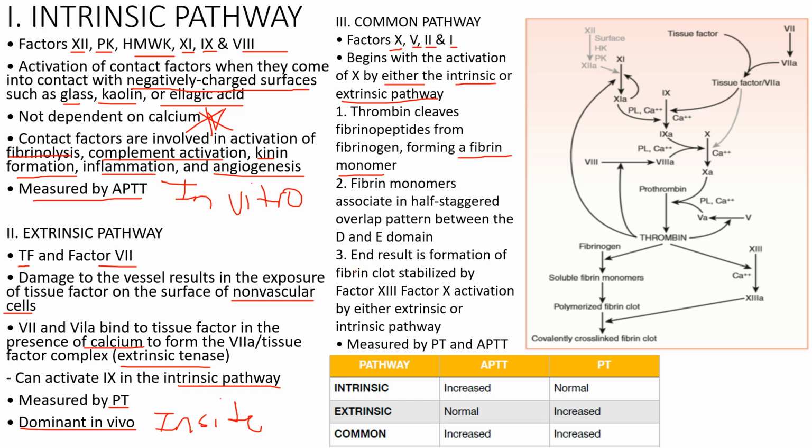The end result is the formation of a fibrin clot stabilized by your fibrin stabilizing factor, factor 13. Factor 10 is activated by either the extrinsic or intrinsic pathway. The common pathway is measured by prothrombin time and APTT.